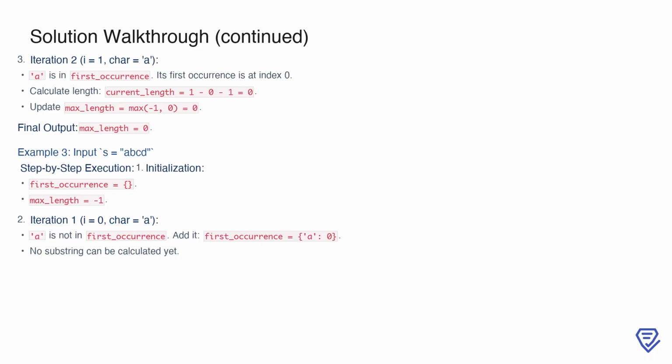Updating max_length to the maximum of its current value and current_length, we find max_length equals max(-1, 0), which equals 0. This means the largest substring between two equal characters in s equals "aa" has a length of 0, as the two characters are directly adjacent.